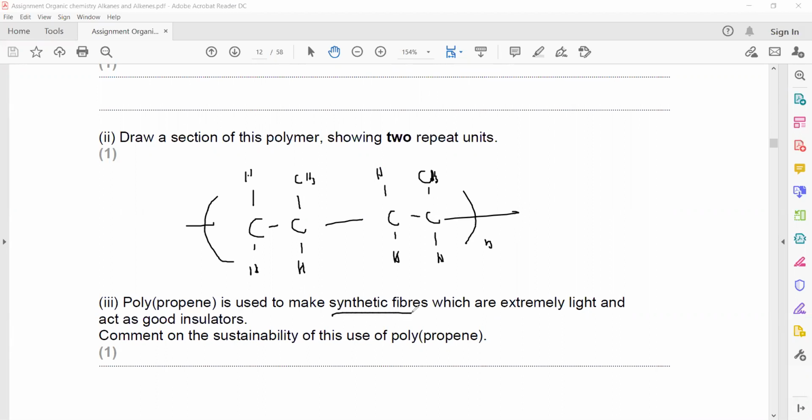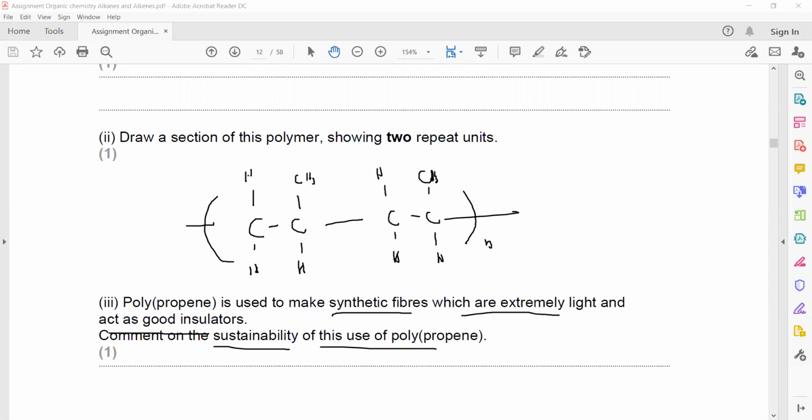Polypropene is used to make synthetic fibres which are extremely light and act as a good insulator. Comment on the sustainability of this use of polypropene. You have to mention its use. So it is not sustainable. Why is it not sustainable? As it is made from a non-renewable resource.